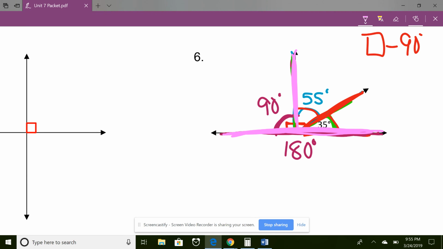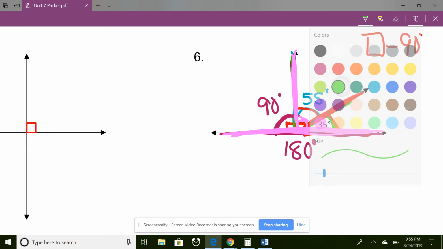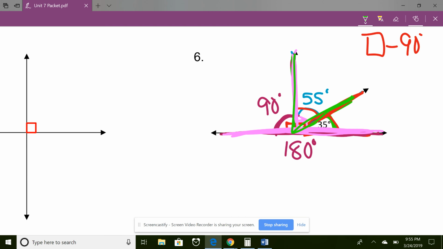Complementary angles are two angles that add up to 90 degrees, so that little box, like we talked about before. Supplementary angles are two angles that add up to 180 degrees, which is a straight line. Adjacent angles are two angles that share a common side. And vertical angles were just like the ones we talked about in the previous problem that are opposite each other.